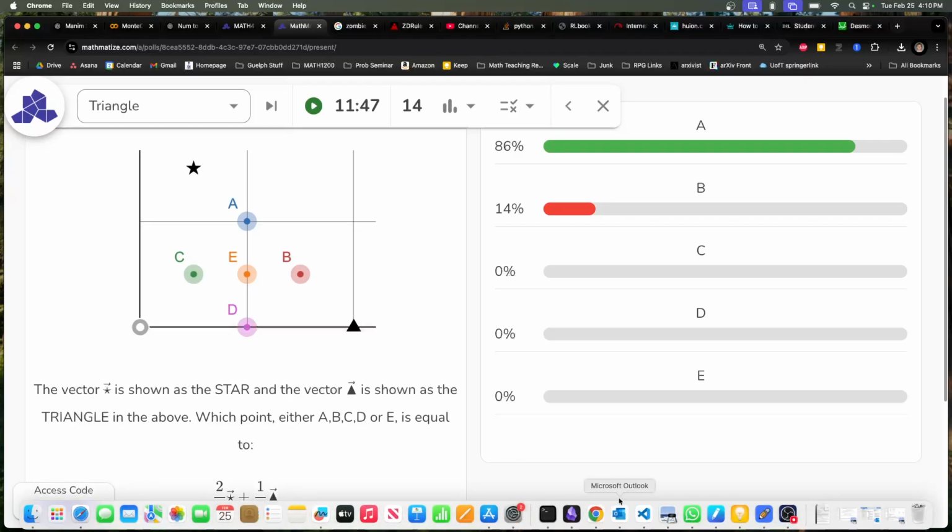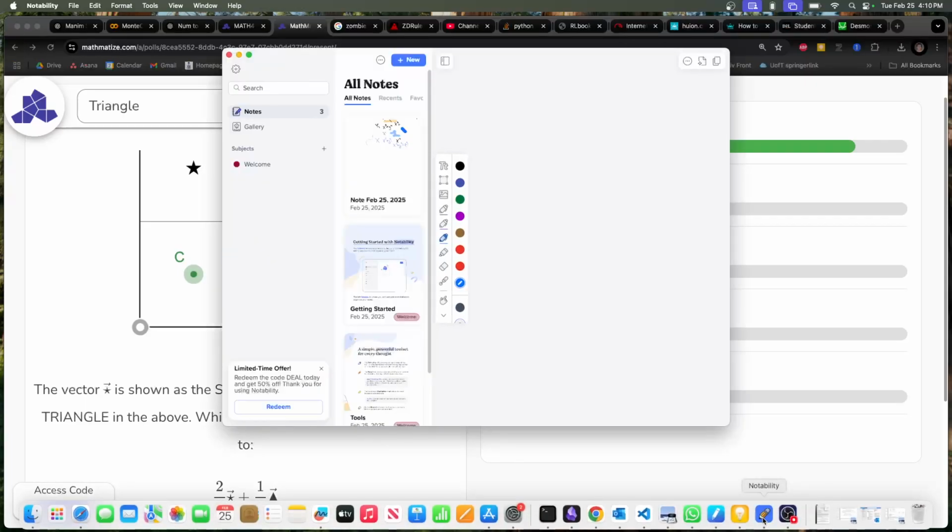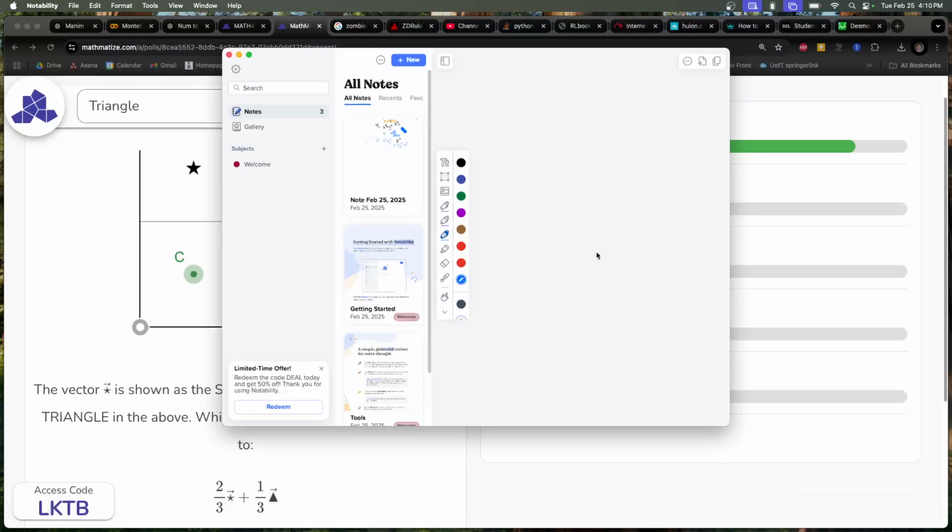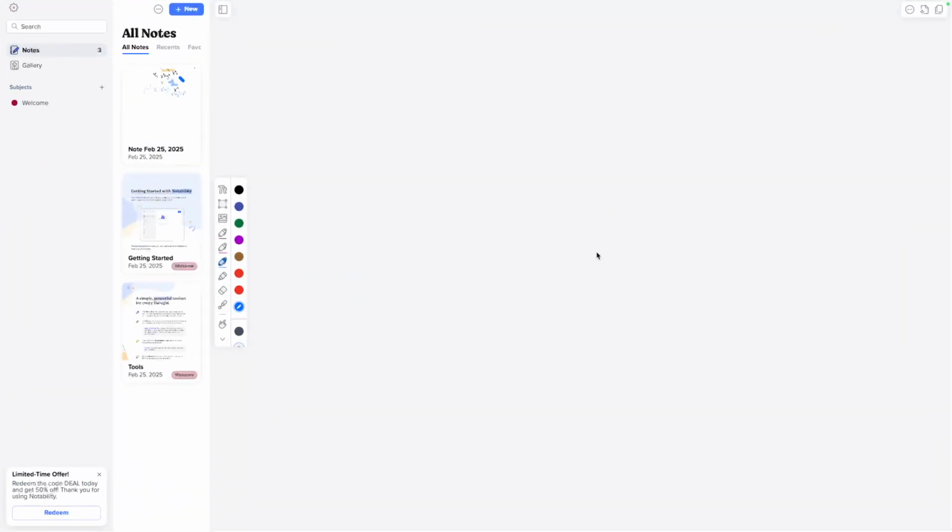So let's see if we can get our notes open. Okay, and I guess I need to close the little side tab, and I'm going to try drawing over here. Okay, so does this work? It does not work. That's a problem.